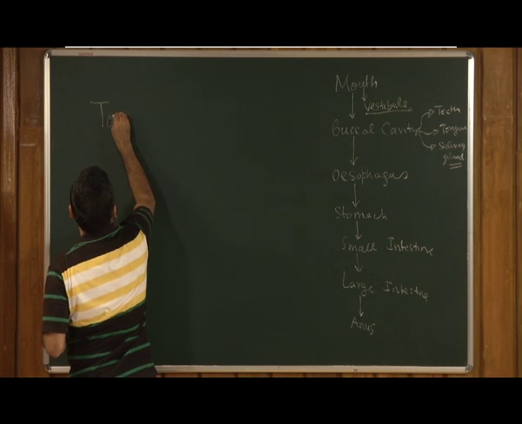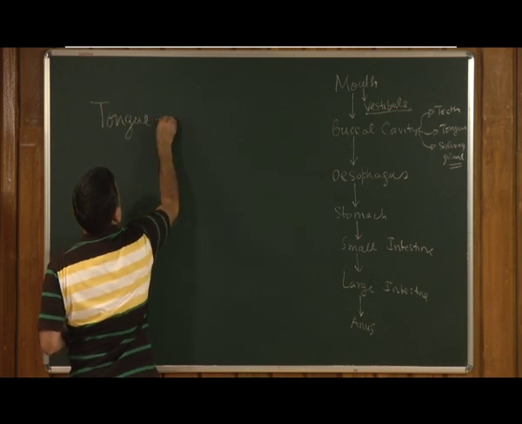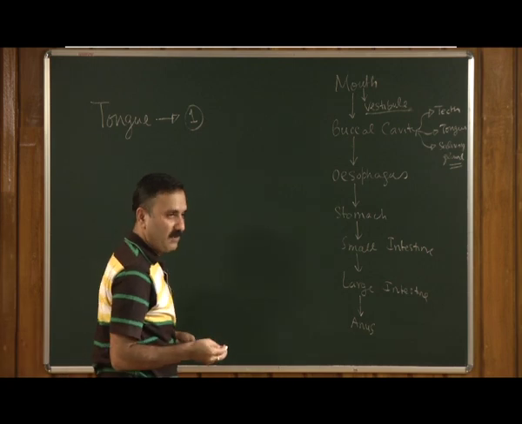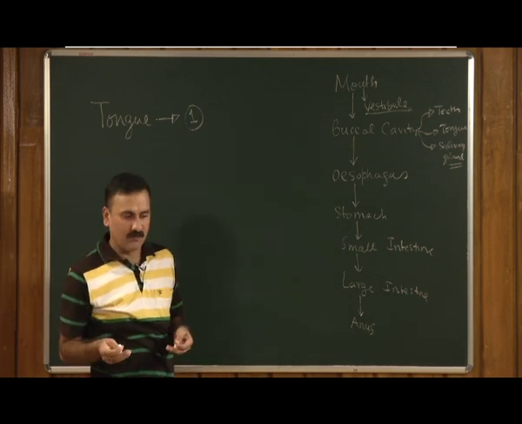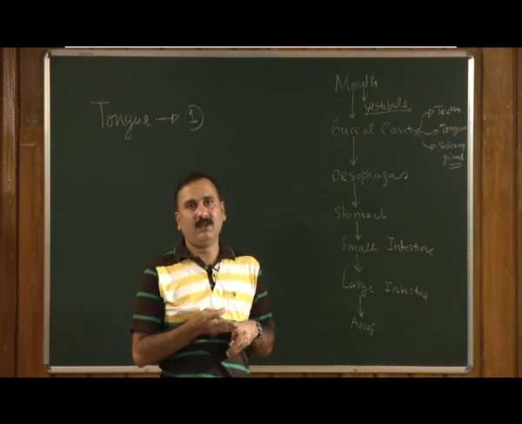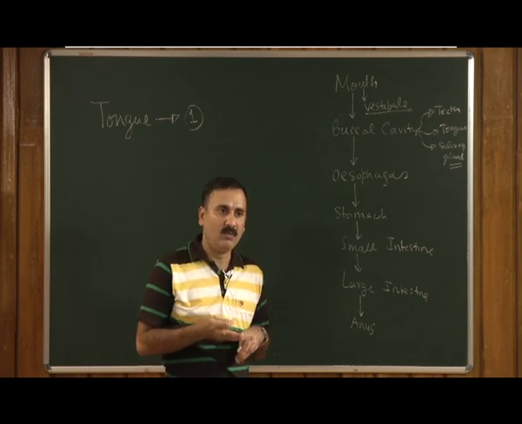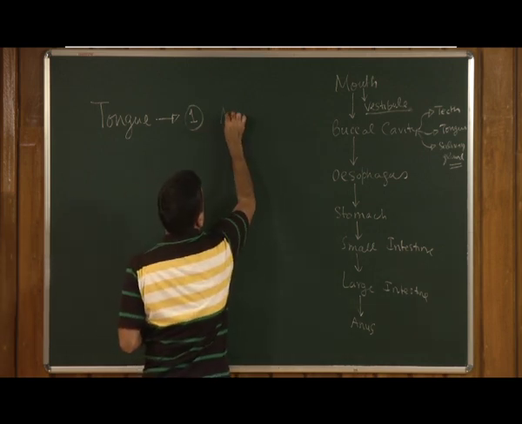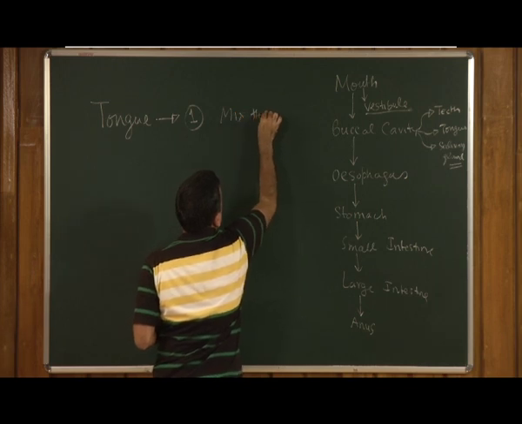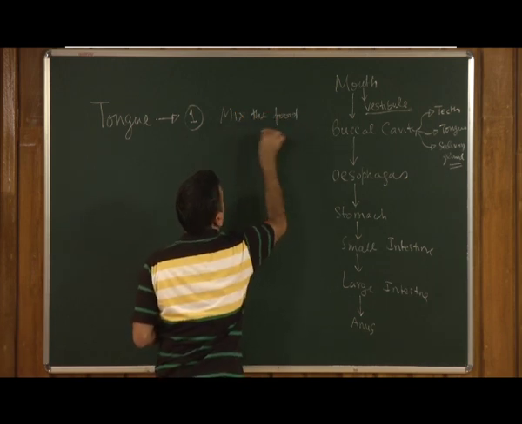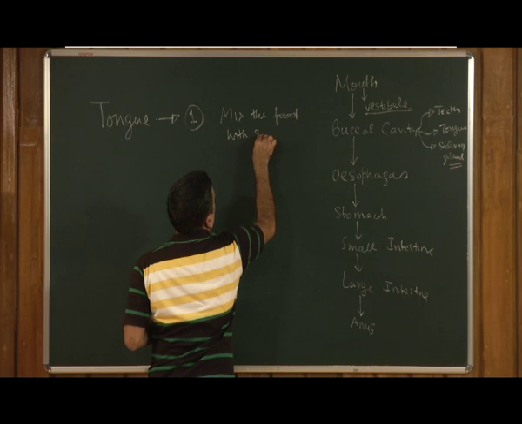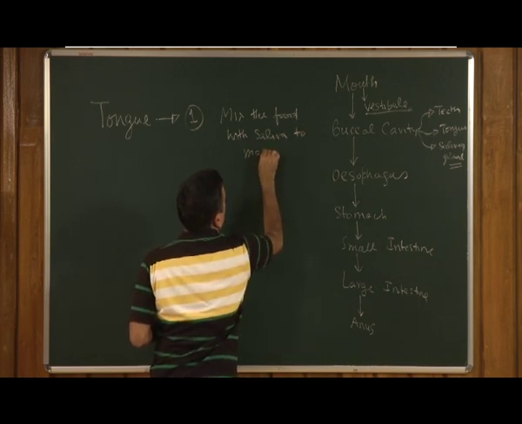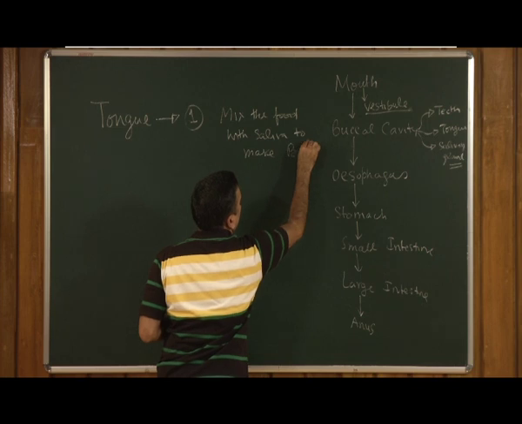Apart from that, the tongue has many other functions. So, what are the functions the tongue has? The tongue has the function to hold the food and mix it along with the saliva to make the bolus. So, the tongue is helping us to mix the food with saliva to make bolus.